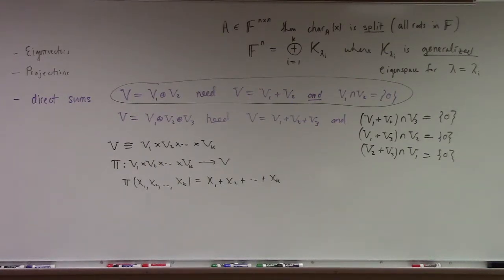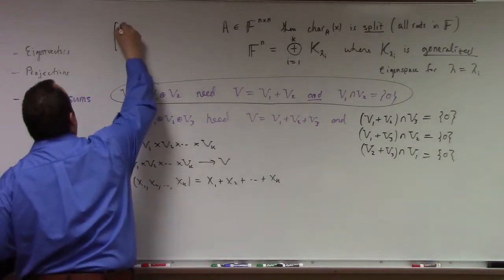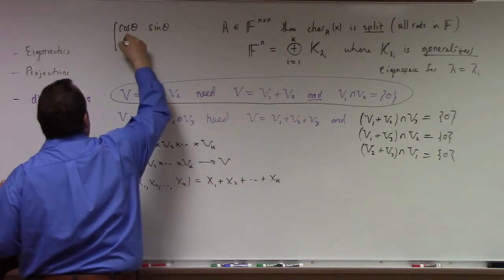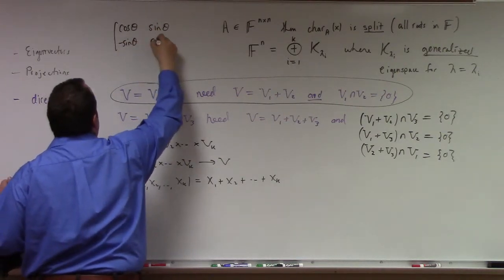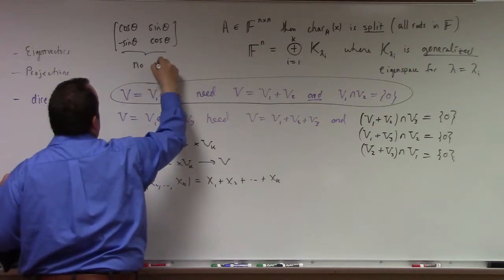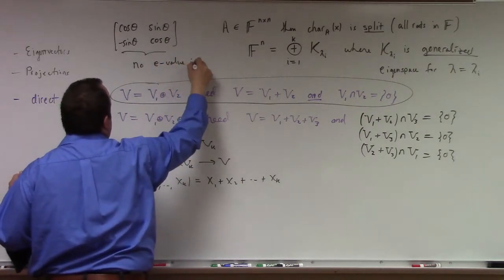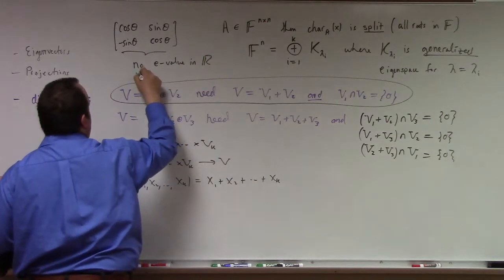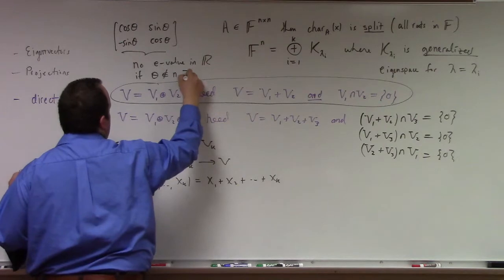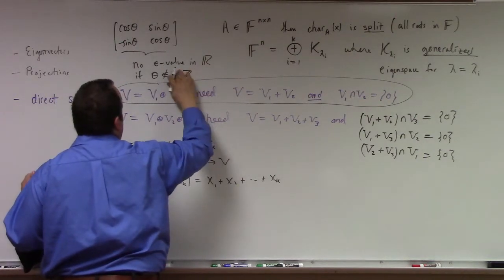The rotation matrix, good. Did the rest of you know that? Because you should know that, right? So this is the quintessential example of a 2 by 2 matrix which has no eigenvalue in R if theta is not an element of pi Z, right? Oops, sorry, pi Z.